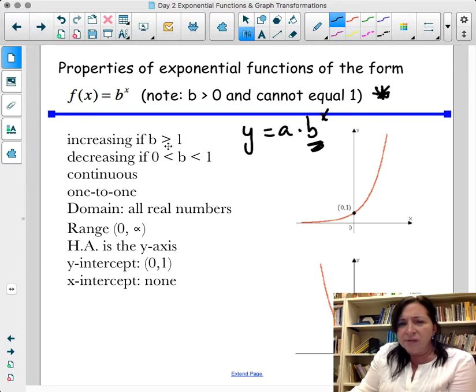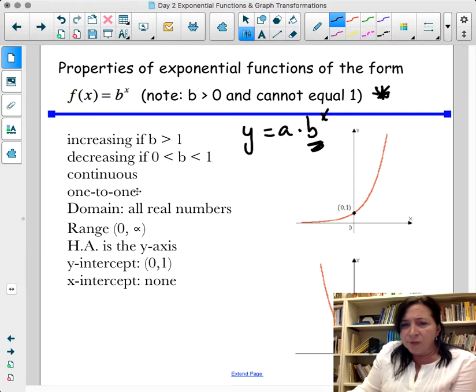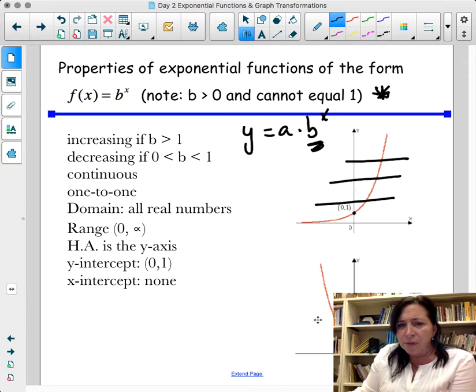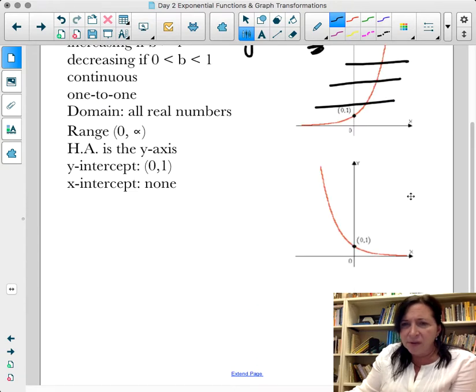It increases as b is greater than 1. It does decrease from 0 to 1. It is continuous. It is 1 to 1. Remember what 1 to 1 means is that it does pass the horizontal line test. The domain is all real numbers. The range does go from 0. Where's my range? Low value because let me see. I know you can't see all of that.